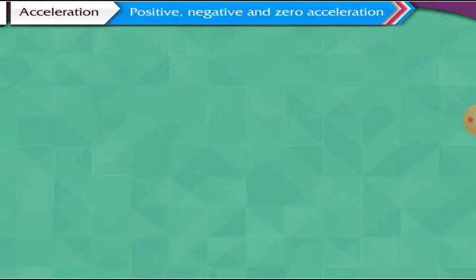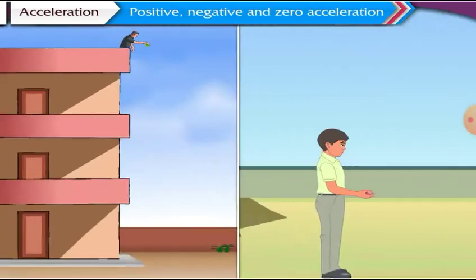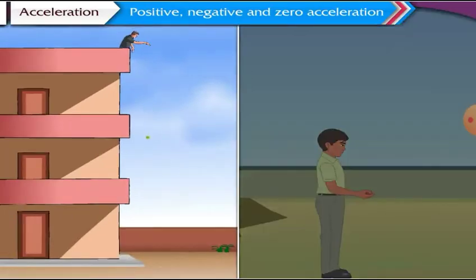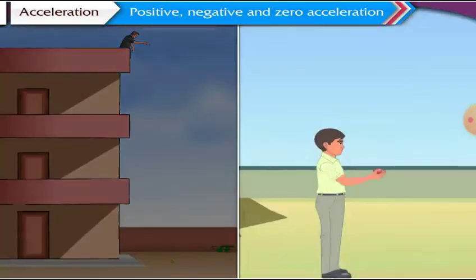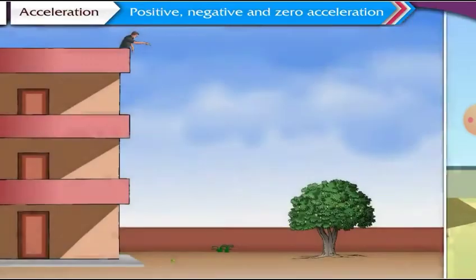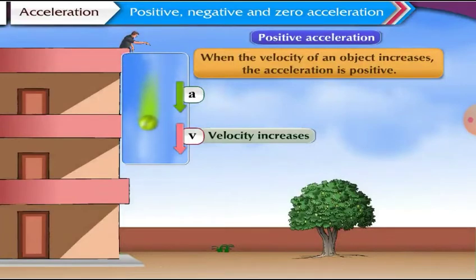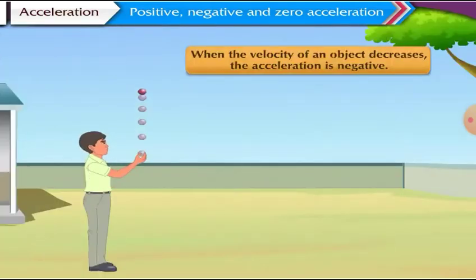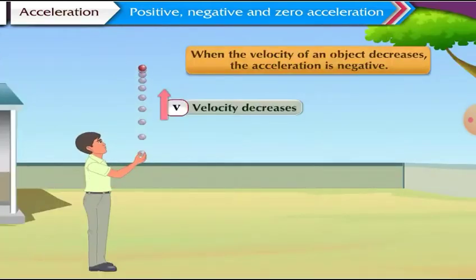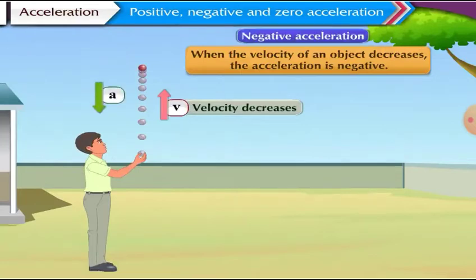Positive, negative, and zero acceleration. An object can have positive or negative acceleration. When the velocity of an object increases, the acceleration is positive. In this case, acceleration is in the direction of velocity. When the velocity of an object decreases with time, the acceleration is negative.